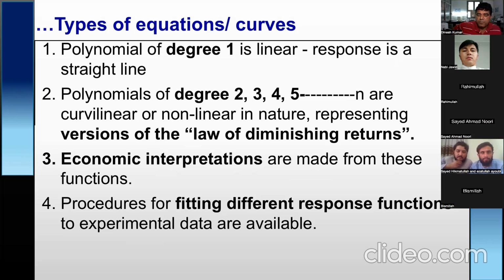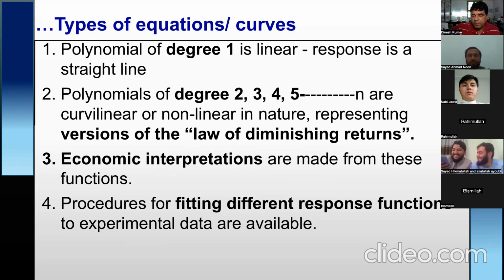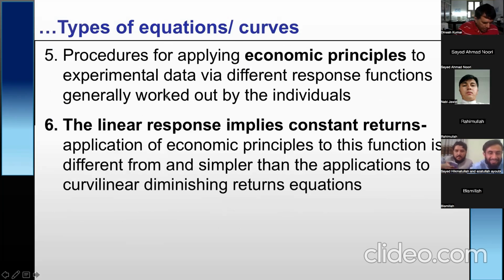Procedures for fitting different response functions to experimental data are available. Fitting a response equation means finding out the relationship, and that relationship can be represented by equations. The procedure is the method of least squares, which we are going to discuss in the subsequent lecture: how to fit an equation and what it means. Procedure for applying economic principles. I think only 1 minute is left, so we can break here.